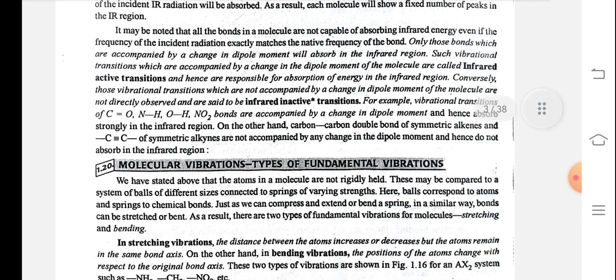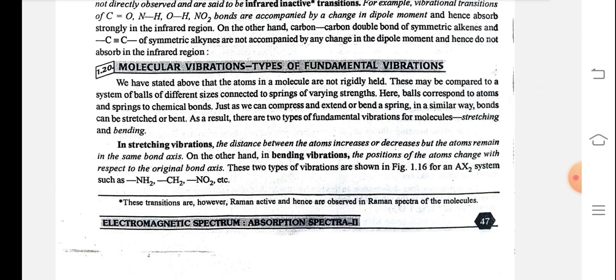Molecular vibration, types of fundamental vibration. We have stated above that atoms in a molecule are not rigidly held. These may be compared to a system of balls of different sizes connected to springs of varying strengths. Here balls correspond to atoms and springs to chemical bonds. Just as we can compress, extend or bend a spring, in a similar way bonds can be stretched or bent. As a result, there are two types of fundamental vibration for molecules, stretching and bending.